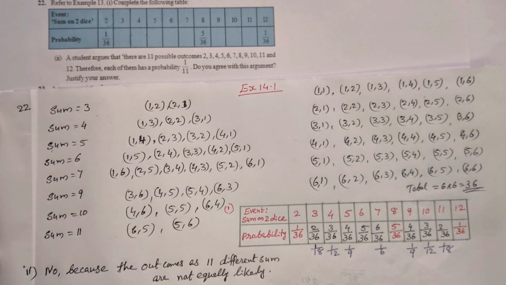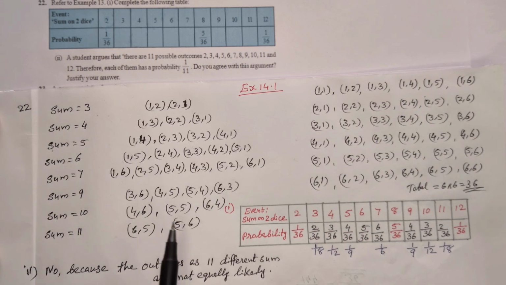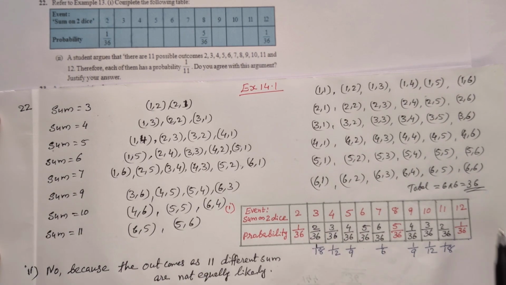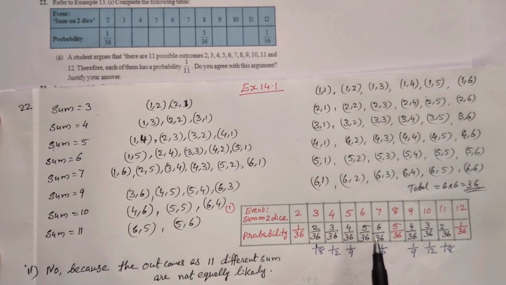Now second part of that question, a student argues that there are 11 possible outcomes from here till here. 11 possible outcomes are there, and therefore each of them has the probability 1 by 11. Do you agree with this argument? Justify your answer. So we cannot agree. No, because the outcomes are 11 different sums. They are not equally likely.